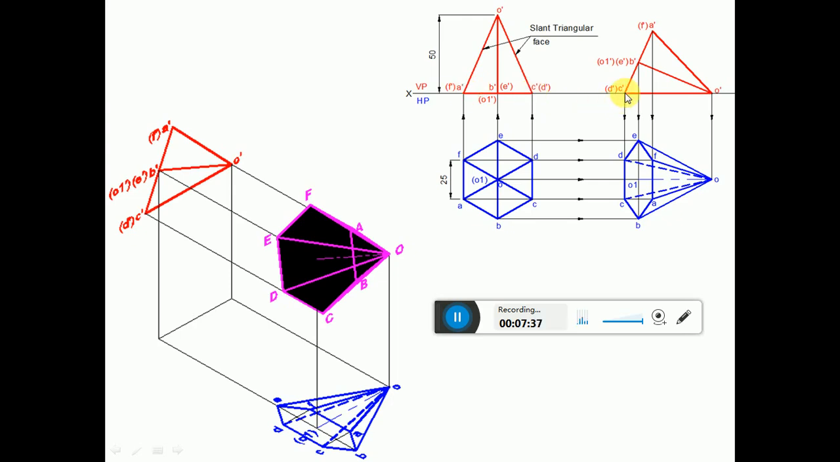From C dash you draw an arc. Similarly, measure the length from O dash to A dash. From O dash you cut the previously drawn arc to get this point A dash, F dash. Then join this point with reference to this using a dark line. Similarly, C dash to O dash and O dash to A dash, F dash.